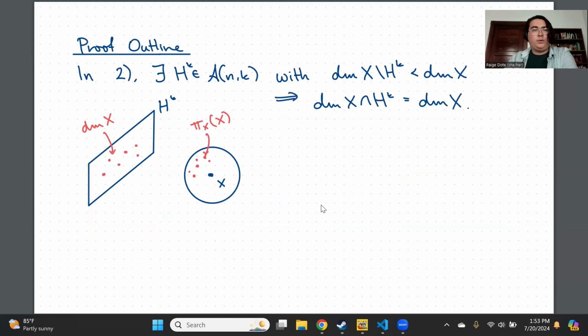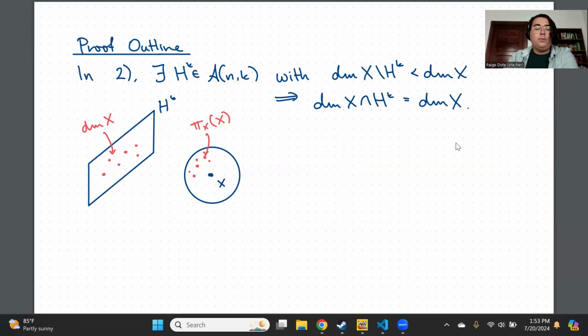Now let's talk about the proof outline of the result with myself and Caleb Marshall. The idea is that now we have a K-plane that contains a lot of points. That's our assumption, so we need to use that to our advantage. In particular, we know that the dimension of X minus this K-plane is less than the dimension of X, which tells us that X intersected with this K-plane must be quite large.